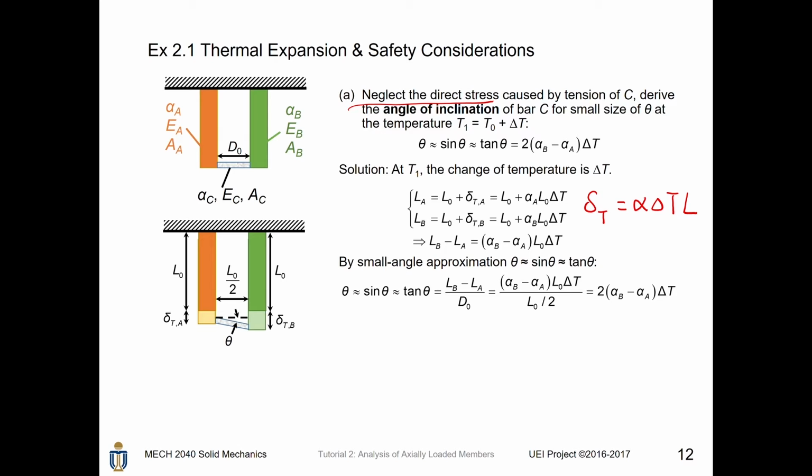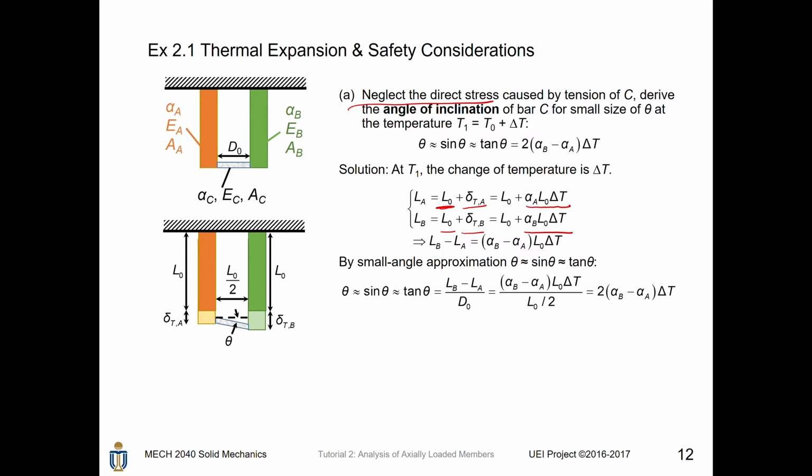Therefore, we can write LA, which is the length of A after the change of temperature, equals the original length plus the thermal deformation. Similarly for LB, it is the original length plus the thermal deformation. LA equals L0 plus alpha A L0 delta T, and LB is L0 plus alpha B L0 delta T.